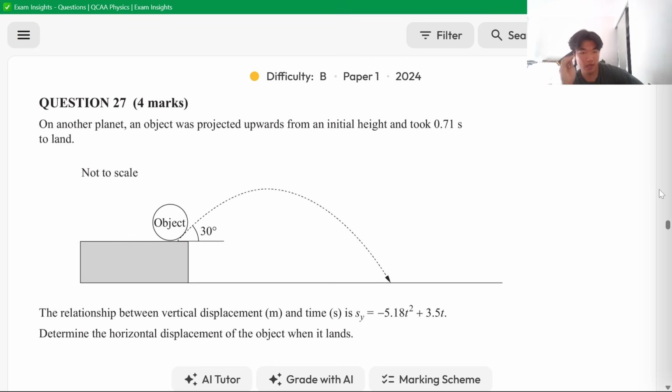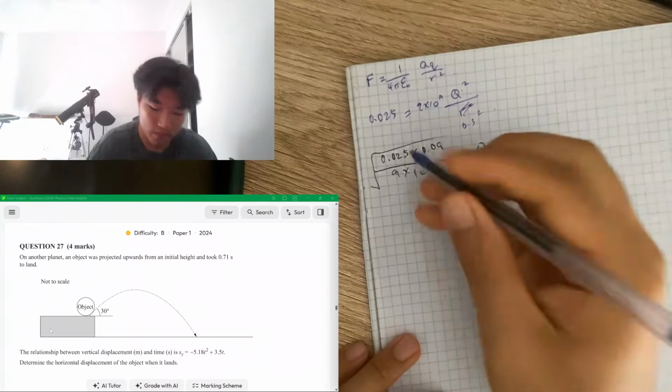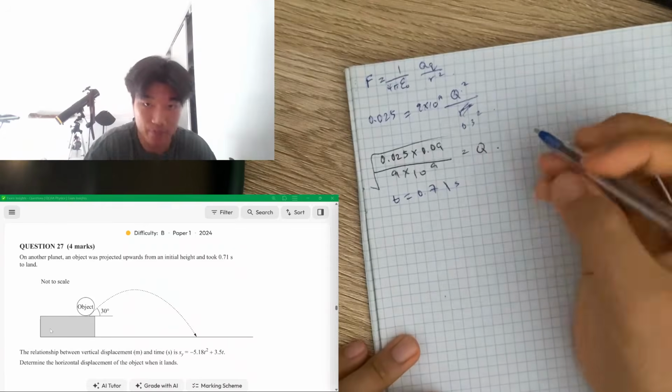So we're given a time for it to land. We're given vertical displacement and time, so we can sub in the time to find the vertical displacement. Pretty simple, pretty straightforward. Okay, so time equals 0.71 seconds.